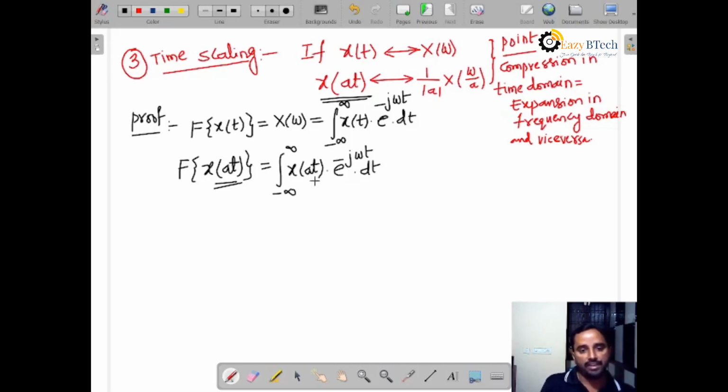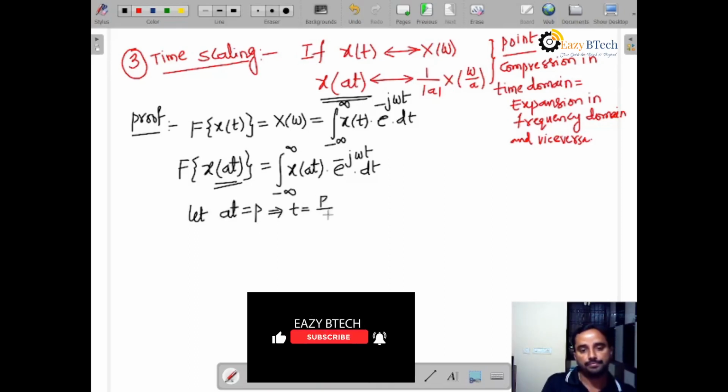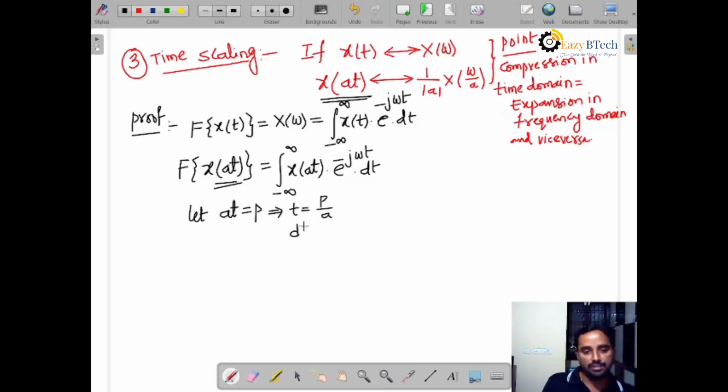Let's simplify this like previously. Here the bracket at is there. So let at be equal to p, the variable p. From this t will become p divided by a, and we also have to discuss the lower and upper limits, and dt.